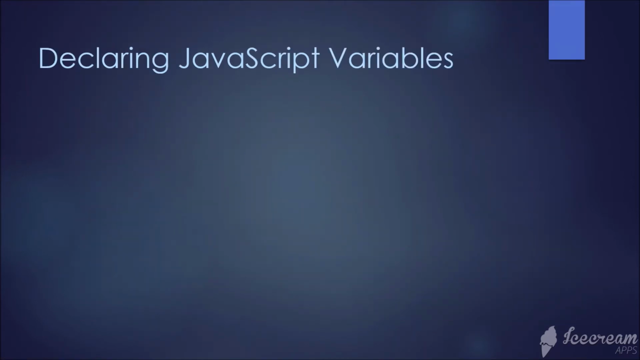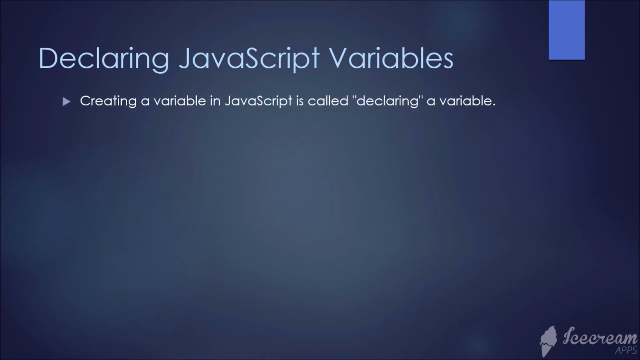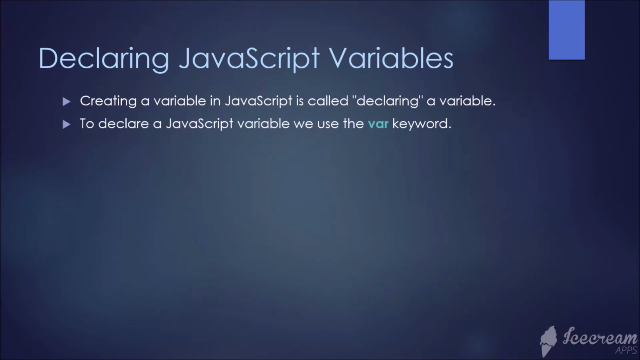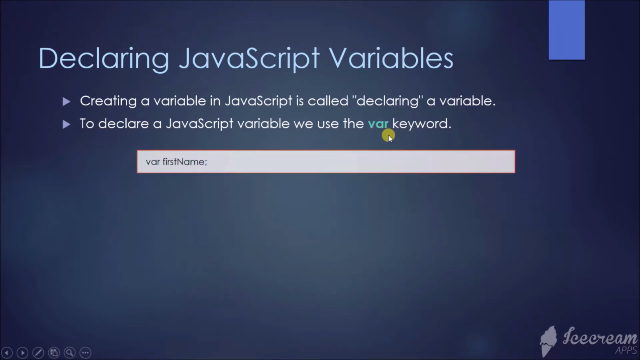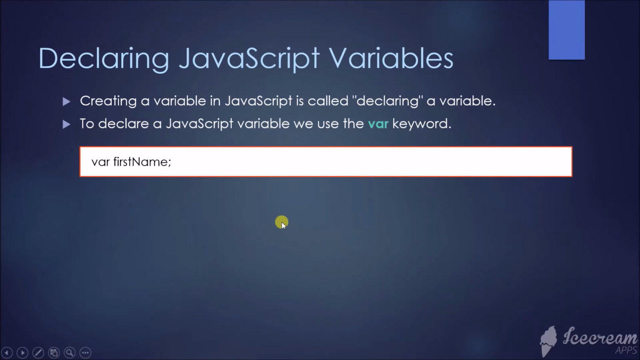Okay, so declaring JavaScript variables. Creating a variable in JavaScript is called declaring a variable. To declare a JavaScript variable, we use the var keyword. So we have here yung sample declaration natin wherein we declare a variable named first name. Currently, we didn't assign any value. So by default, yung value niya is yung sinasabing undefined. Although hindi natin nakita, technically, it is considered as undefined.